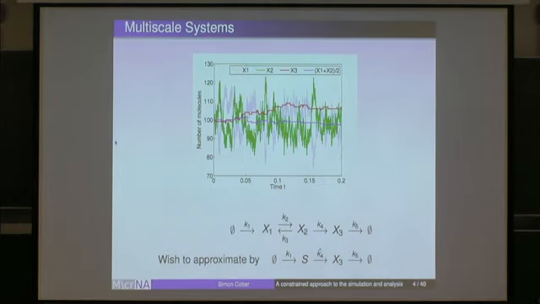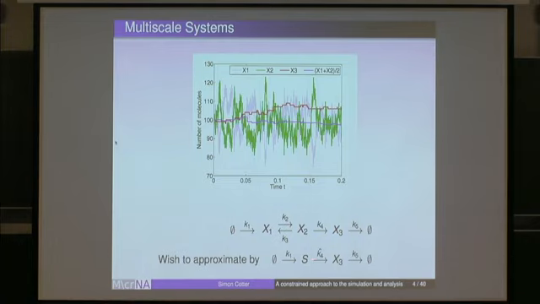So what we want to do is remove these fast reactions so that we don't have to simulate them anymore. And now we can approximate this network by this network, where S is the slow variable x1 plus x2. And we need to compute this effective rate K4.